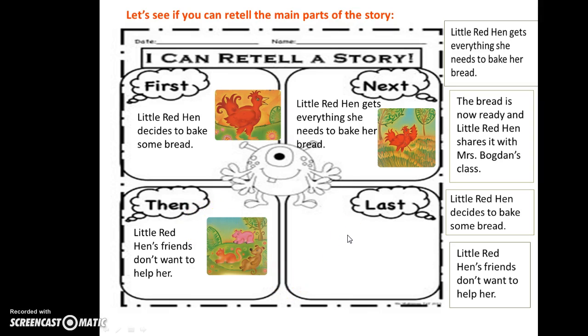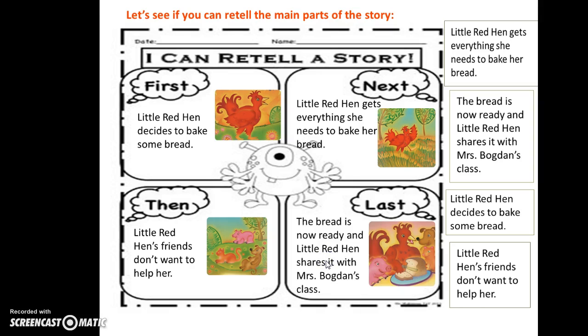Let's go on to our last box. It says last. I wonder what happened last. Let's look at our picture. It's a picture of Little Red Hen eating bread. I wonder what happened last. The bread is now ready, and Little Red Hen shares it with Mrs. Bogdan's class. Did you get that one correct?